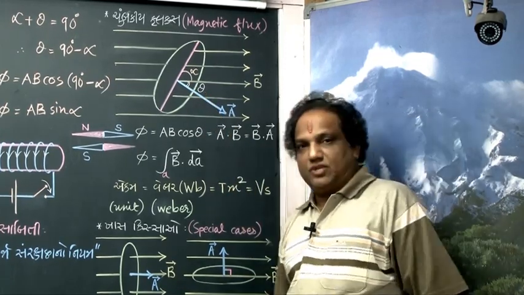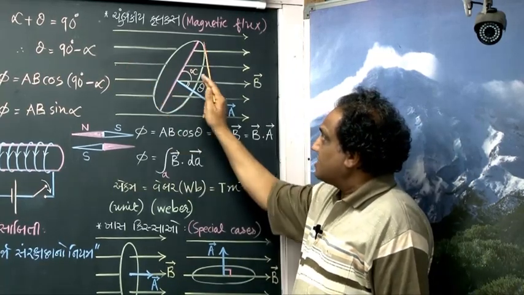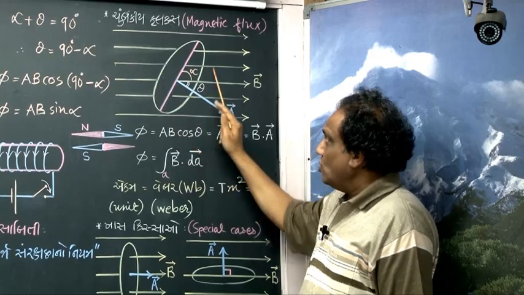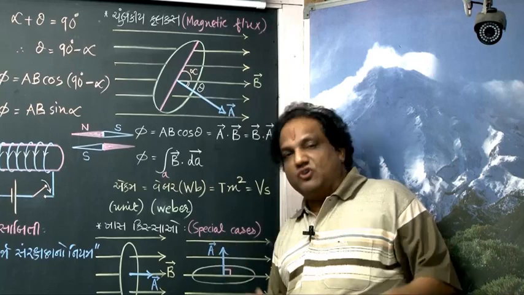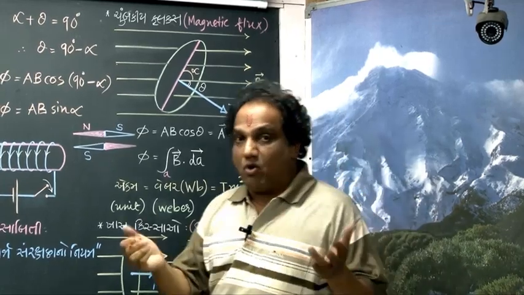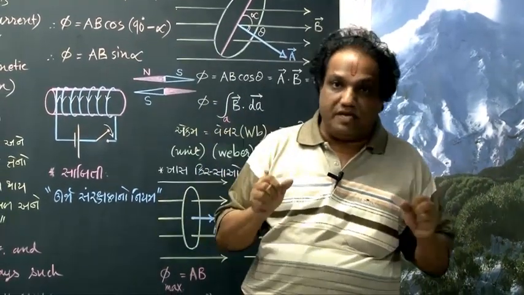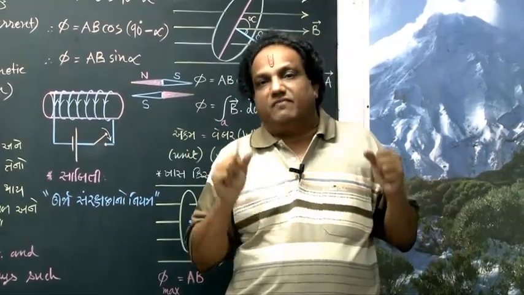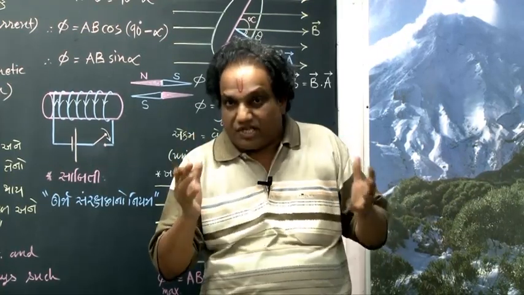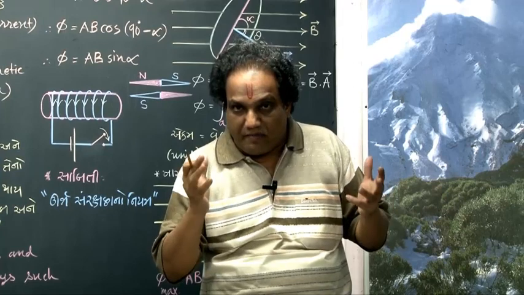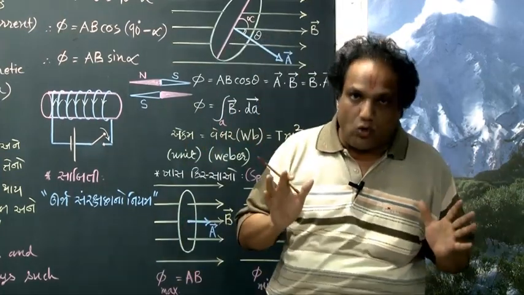Now in this case, you can see there are certain magnetic field lines which are passing through the area of this loop, and if that number is more, we say magnetic flux is more. If the number of magnetic field lines passing through a given loop is less, we say magnetic flux is less. So magnetic flux indirectly gives you a measure of how many magnetic field lines pass through a given surface or through a given loop.